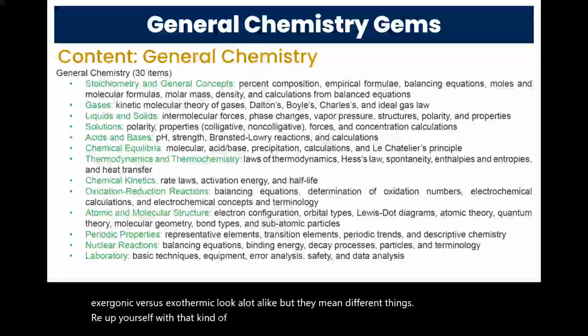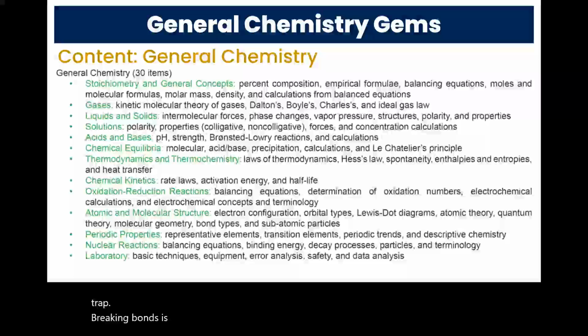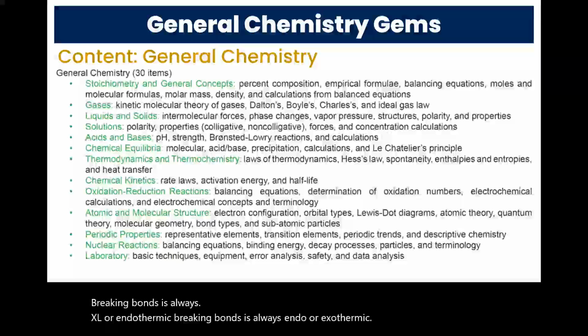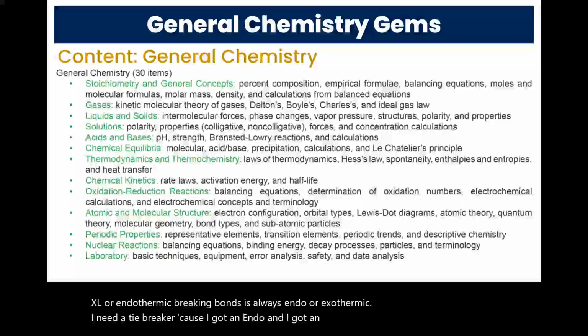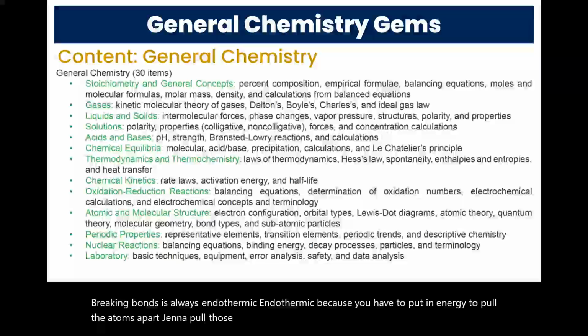In fact, I'll ask another common thermodynamic trap. Breaking bonds is always exo or endothermic? Endo. I need a tiebreaker because I got an endo and I got an exo. The tie went the wrong way. Breaking bonds is always endothermic, because you have to put in energy to pull the atoms apart, to break them apart from each other.